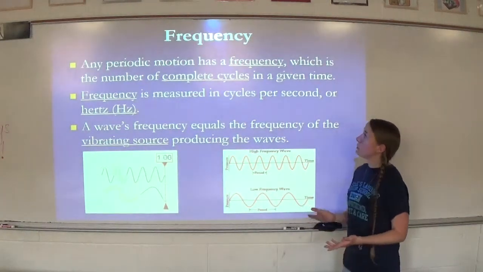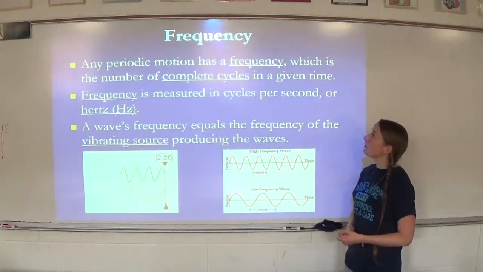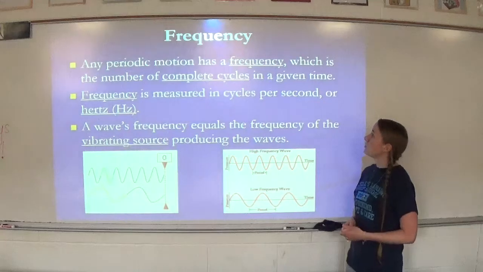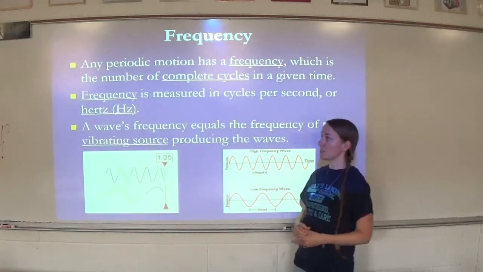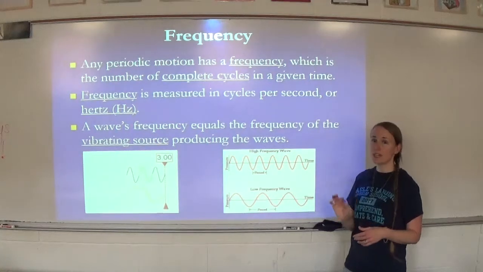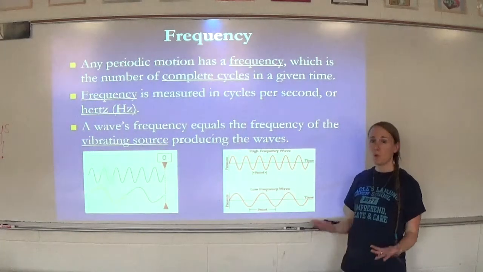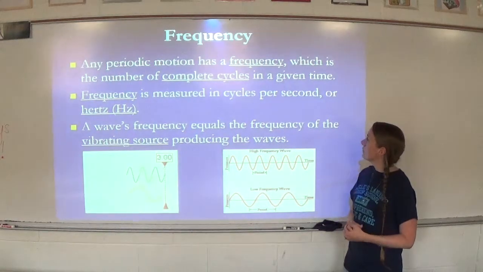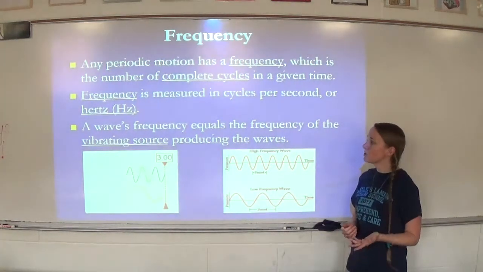Any periodic motion has a frequency, which is the number of complete cycles in a given time. Frequency is measured in cycles per second or hertz. So when we use hertz, it's cycles per second, so seconds is in the denominator. That'll become important when we're doing calculations. So a wave's frequency equals the frequency of the vibrating source producing the waves.